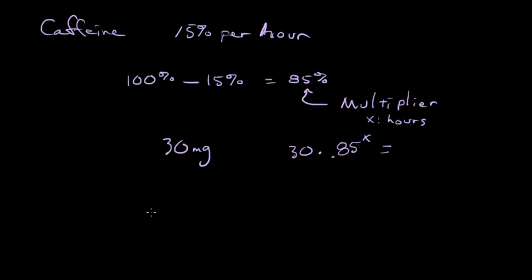So let's see what we have here. Now, if x equals 0, 0.85 to the 0 power equals what? Equals 1, right? And remember, anything taken to the 0 power equals 1. So at 0 hours, I have 30 milligrams of caffeine. So when I finish that nice, fresh, hot cup of coffee in the morning, I have 30 milligrams of caffeine, which is barely enough for me to keep my eyes open.